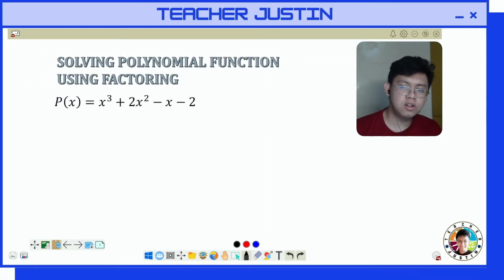Okay, let's talk about solving polynomial function using factoring. So let's have this example. We have p of x is equal to x raised to 3 plus 2x squared minus x minus 2. Let's solve this polynomial function using factoring.